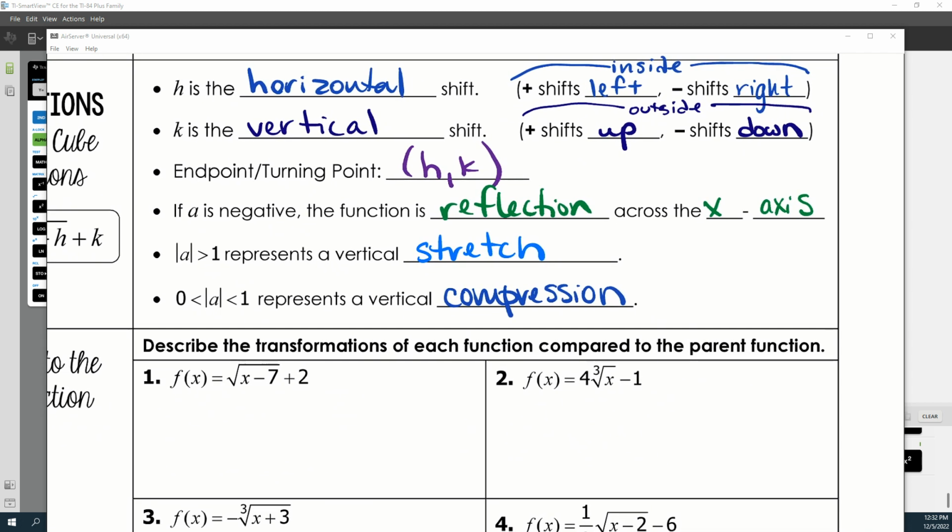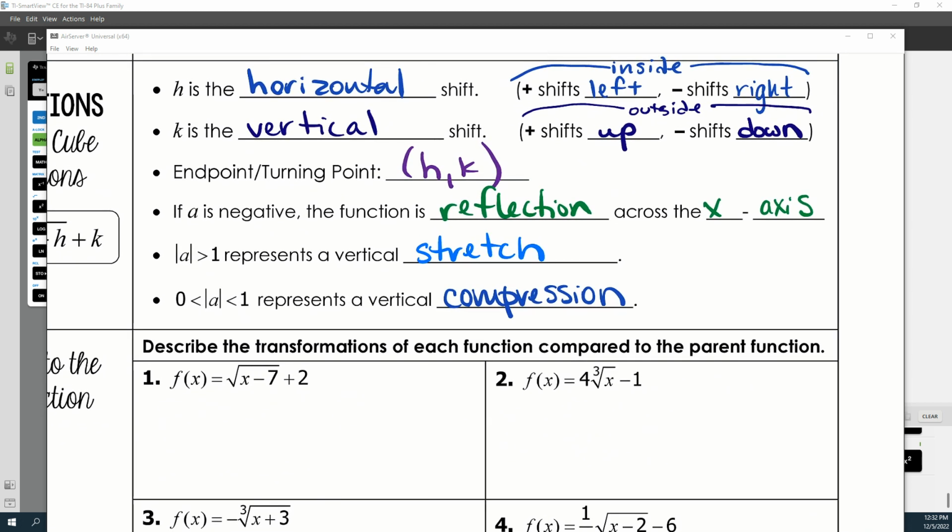Okay, so we are going to go through a few examples where we're just going to tell the transformations. All right, so for number 1, we have this subtraction on the inside. So subtraction on the inside is going to shift it. This is going to be that many units, so 7 units to the right, or right 7. And then adding on the outside is going to shift it up 2. You guys remember doing that? It's been a while.